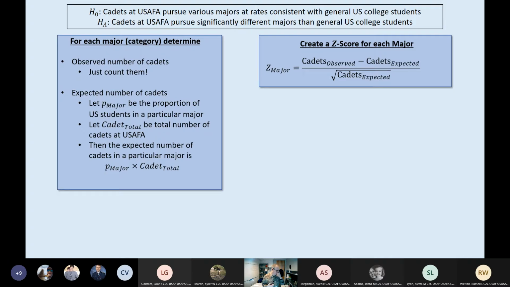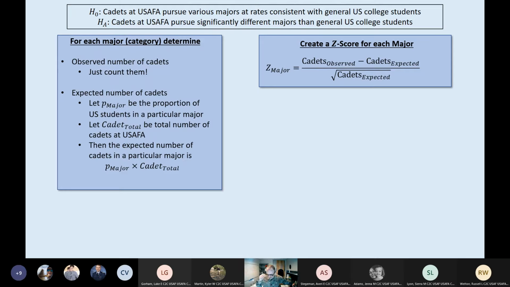The numerator for this z-score is going to be the observed number of cadets minus the expected, right? This is similar to the numerator we've seen before. It's basically what I saw minus what I was expecting. That's what our numerator has always been, right? What we actually saw here at USAFA minus what we were expecting to see. Where the difference comes in a little bit is what we divide by, because normally we divide by the standard error, right? But here we're not actually dividing by the standard error. We're just dividing by the square root of the expected.